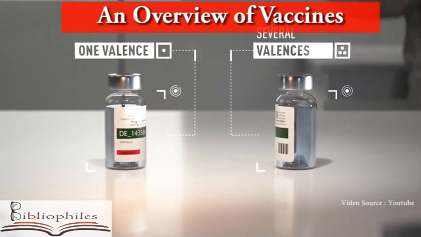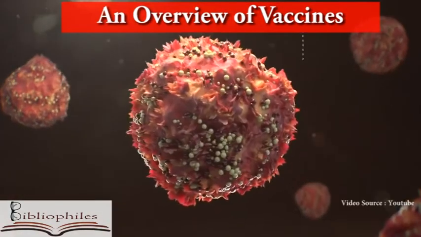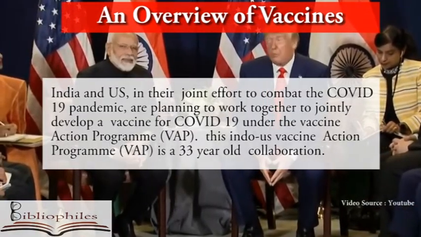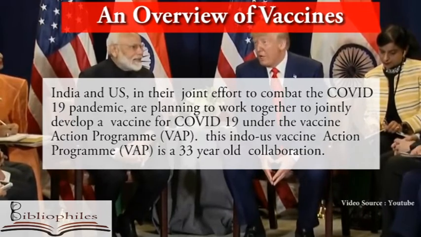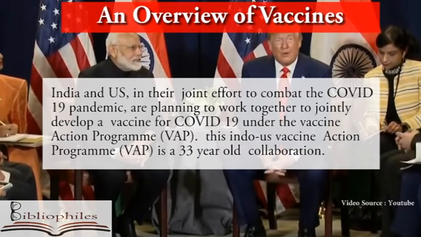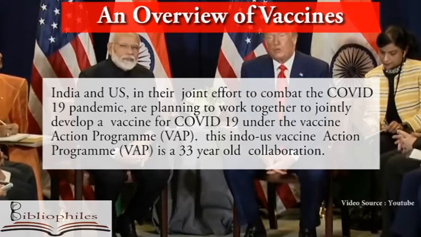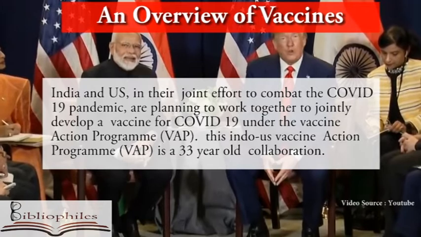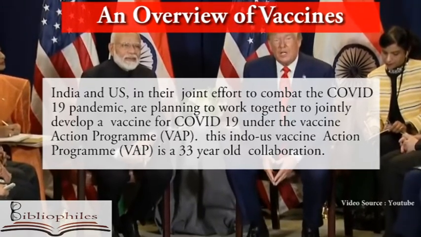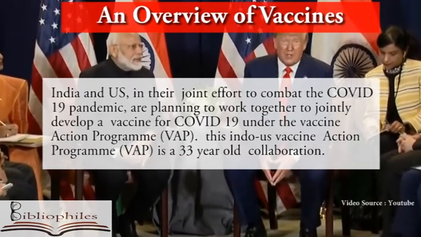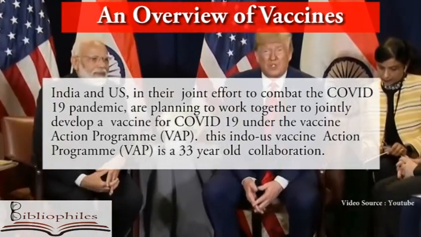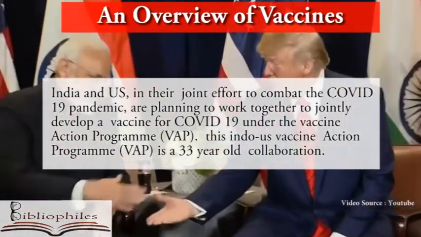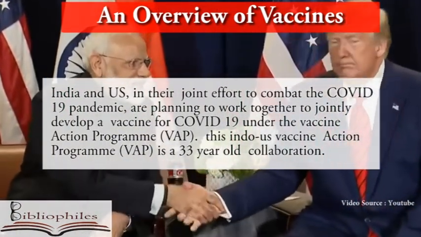possible. And recently, India and the United States, in their joint effort to combat the COVID-19 pandemic, are planning to work together to jointly develop a vaccine for COVID-19 under the Vaccine Action Program, that is VAP. This Indo-US Vaccine Action Program, that is VAP, is a 33-year-old collaboration between the two countries. Under this collaboration, various research institutions of both the countries are involved.